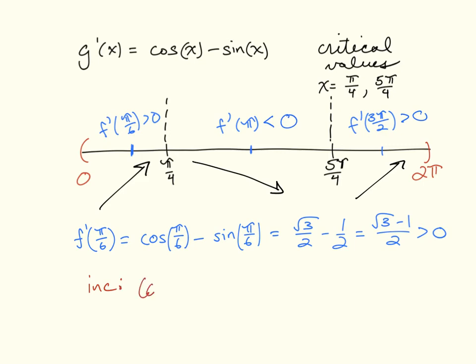So for the answer of where the function is increasing or decreasing, it is increasing on the interval from 0 to pi over 4, and again it increases on the interval 5 pi over 4 all the way to 2 pi. This original function is decreasing on the interval pi over 4 to 5 pi over 4.